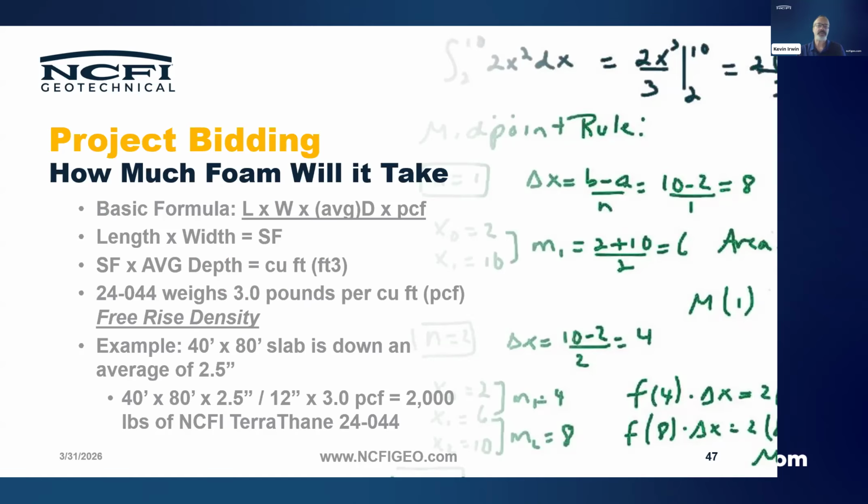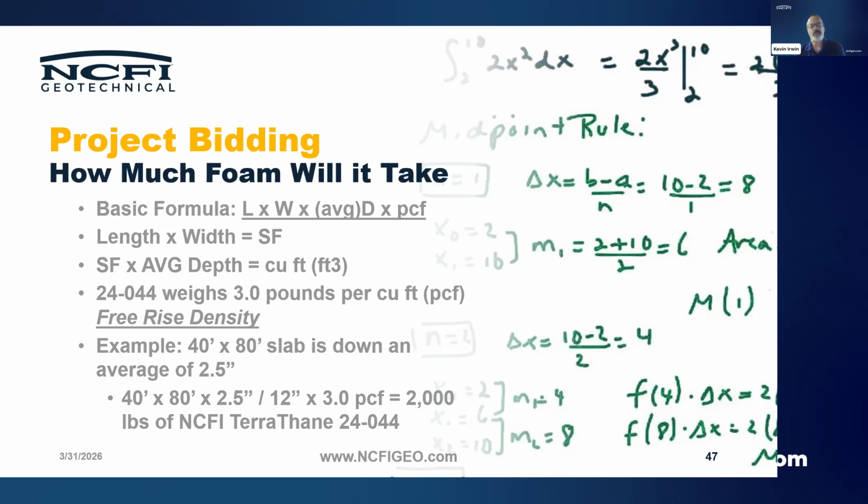PCF is pounds per cubic foot. That is the free rise density of your foam. So length times width times height, average depth, right? That's height, times the free rise density of the foam. That's the calculation. Now, there's a lot more that goes into getting good at the calculation than that. But you know what? These days, I pretty much don't use anything but a calculator to estimate projects anymore, because it's a pretty straightforward calculation.